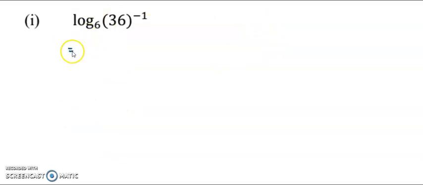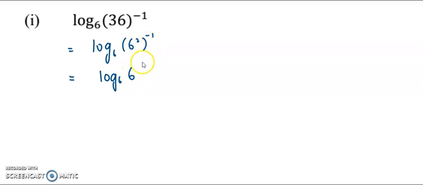For example I, I need to convert the 36 into its simplest index form, that is 6 power of 2, then power of negative 1. So now just simplify the power first by using your rules of indices. Just multiply the powers, 2 multiplied by negative 1, you get negative 2. And now we apply the rules of log. Move the negative 2 to the front, and you have log 6 to the base of 6, which is equivalent to 1. So you get the final answer, negative 2.